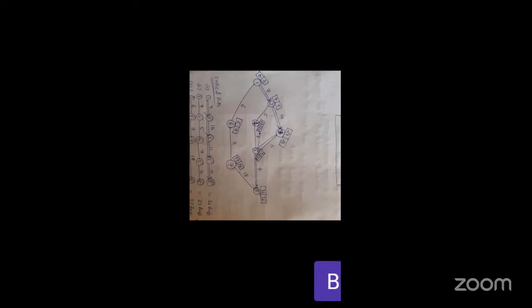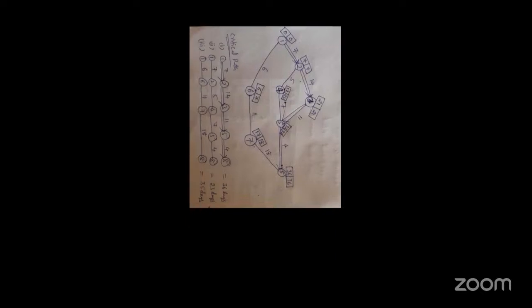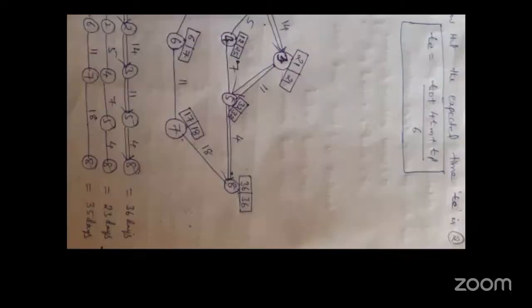I'll show it soon. So the diagram for this is here. According to that, the activities are 1 to 2, 2 to 3, 3 to 5, 5 to 8; 1 to 2, 2 to 4, 4 to 5, 5 to 8; 1 to 6, 6 to 7, 7 to 8. Among these, the longest path is, I think, 36 days. That is 1 to 2, 2 to 3, 3 to 5, 5 to 8. This is the longest path, so it has totally 36 days. For finishing these activities, it has taken 36 days.